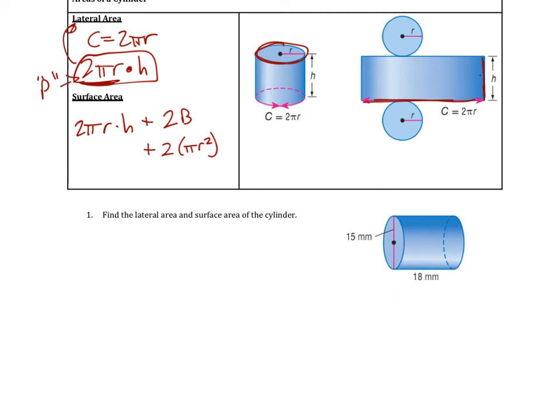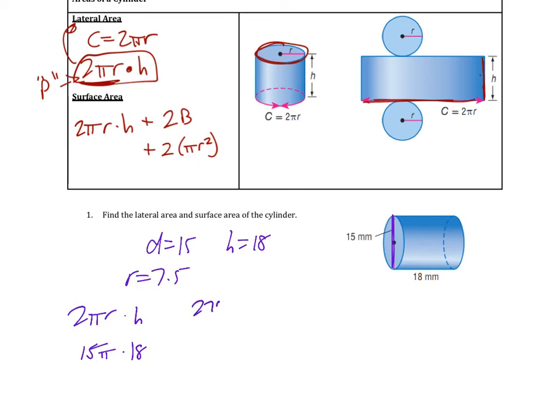So here, diameter is 15. Okay, radius is going to be 7.5. So I take 2 pi r times my height. The height is going to be 18. So I take 15 times pi times 18. So my lateral area is going to be 270 pi millimeters squared. If I wanted to multiply it out and get a big ugly decimal, I can, or I can leave it like that as well.